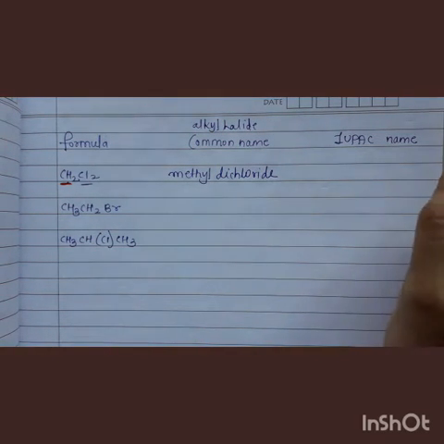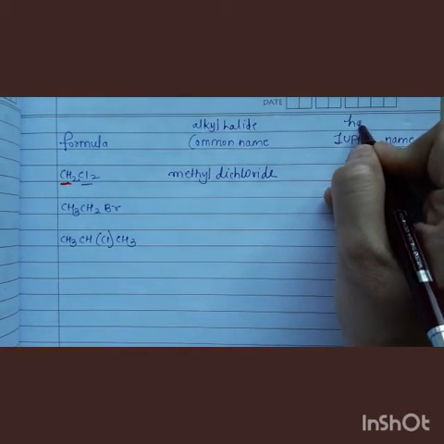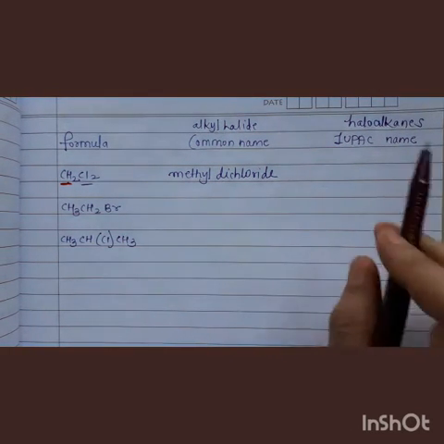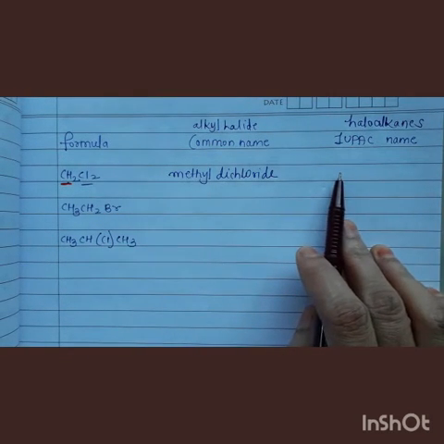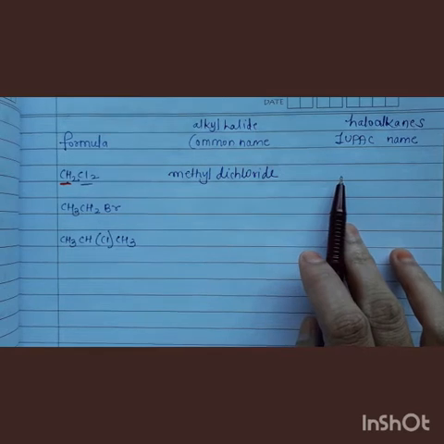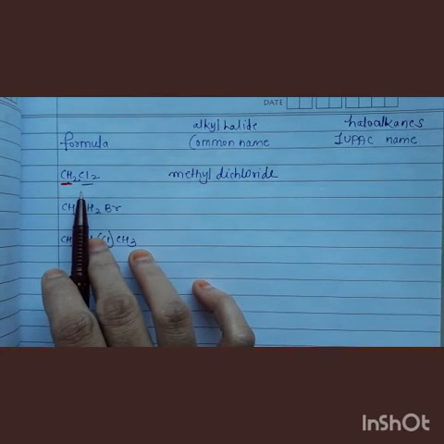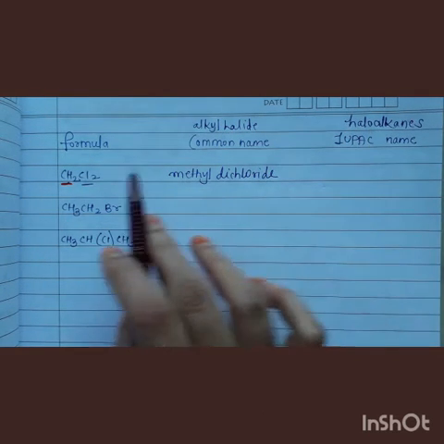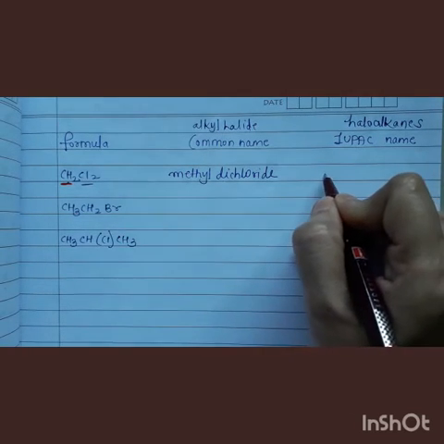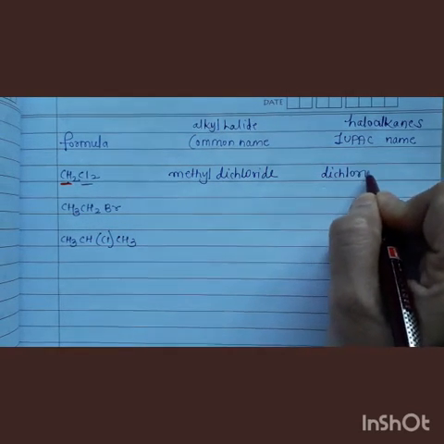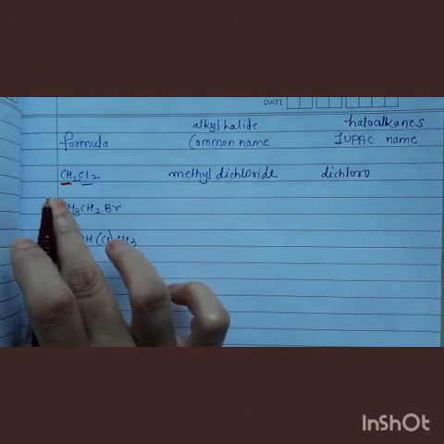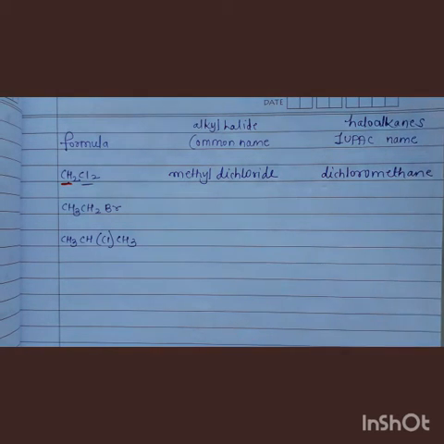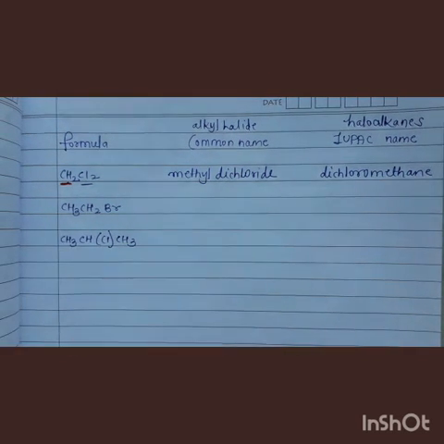Now while writing the IUPAC name, how do we write? Haloalkanes. So the name of the halogen will come at the beginning and the name of the alkane will come after the halogen. The halogen present over here is chlorine, so that chlorine will become chloro. And as two chlorines are there, it is dichloro. And which parent alkane is there? Methane is there, so dichloromethane. Understand? Let us see next now.